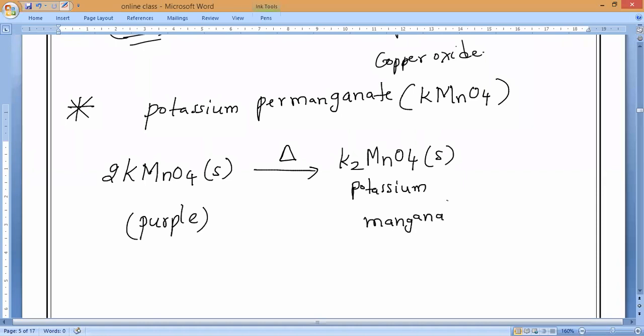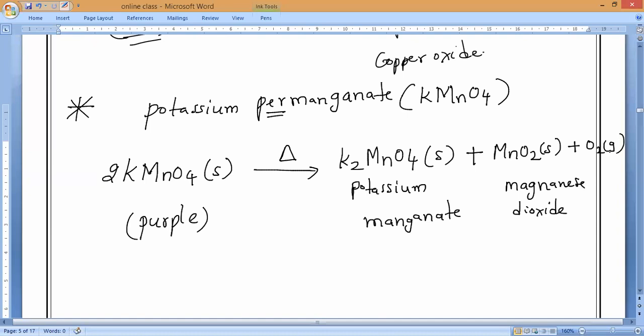This is what we call potassium manganate. What is missing? Only per is missing: potassium manganate. But the formula is different. Have you noticed it, guys? Formula is different or not? KMnO4 will turn into K2MnO4 plus manganese dioxide, which is also in solid state, plus we are going to get oxygen gas. Manganese dioxide color is, again I am saying, black.